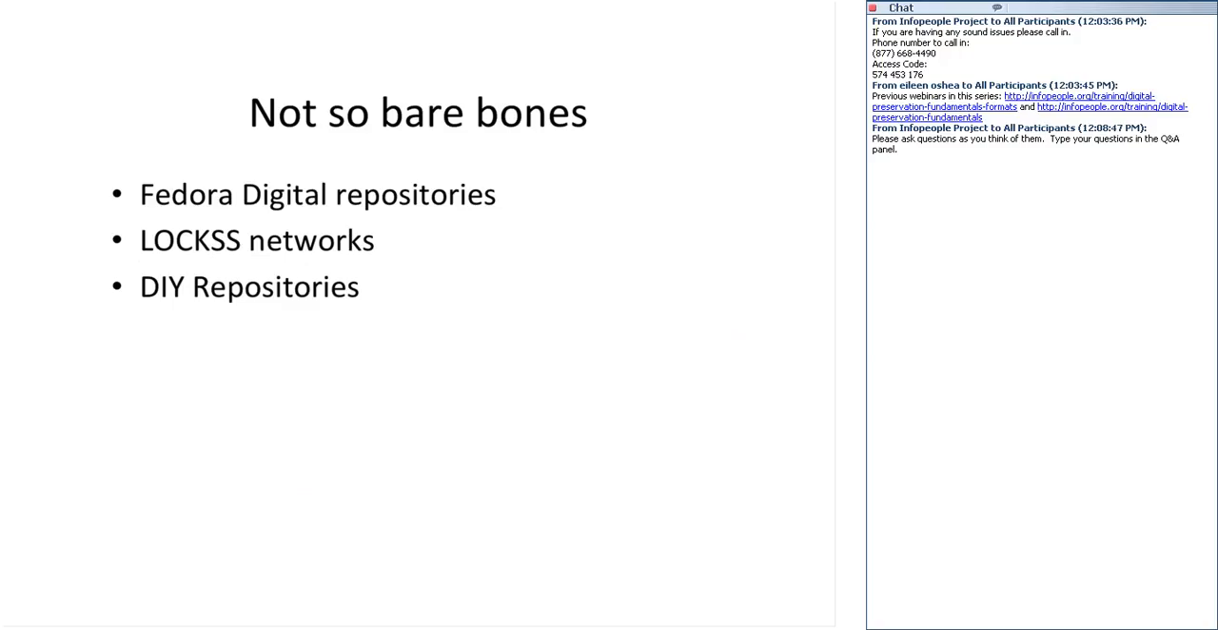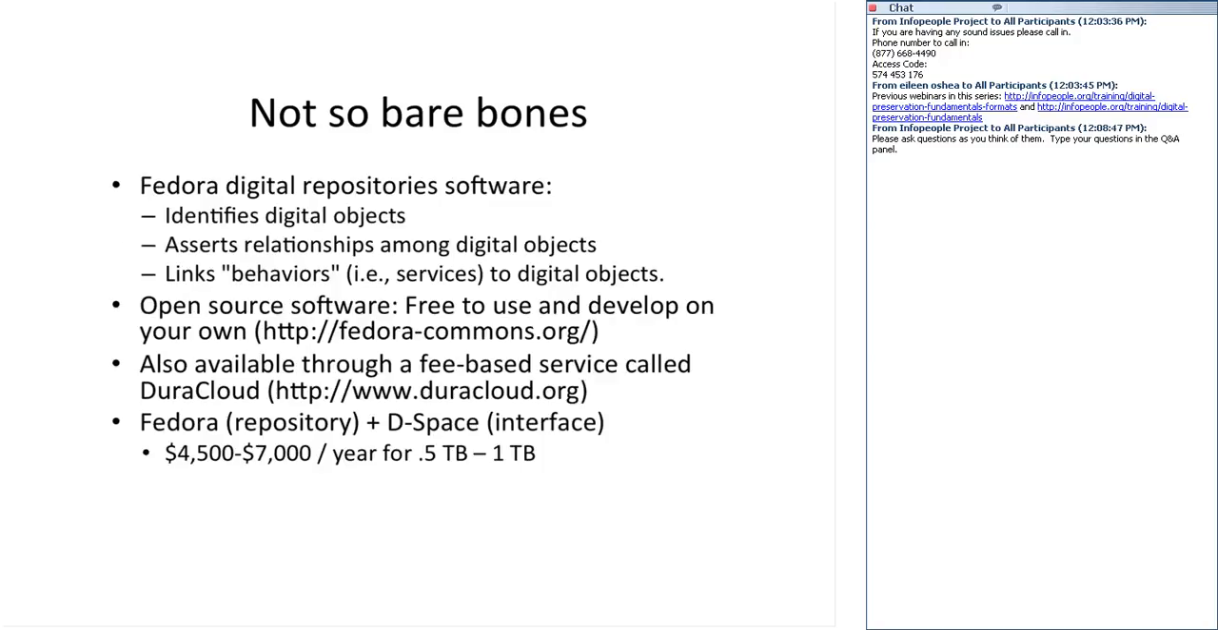The first one I'm going to talk about are Fedora digital repositories, and then I'm going to talk about LOCKSS networks. And I think both of these are excellent digital preservation systems, and they show 2 points on the spectrum of how people are going about solving this problem. And both of them are available to you with prices that are fairly well known. Whether or not they're affordable is a matter of your own institutional budget. But I think both of these are within sight for most people.